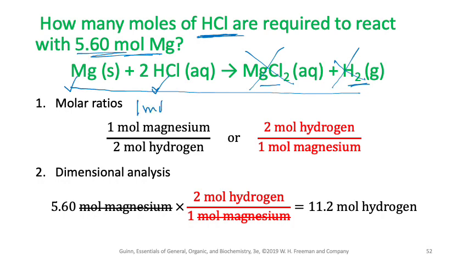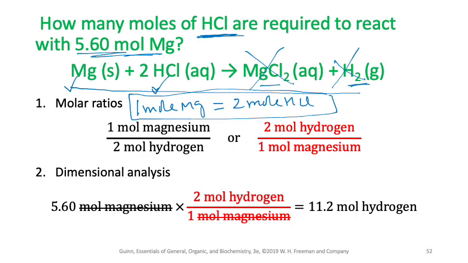say 1 mole of magnesium from the balanced chemical equation reacts with 2 moles of HCl, right? And then we can equate these two things, and then from here I can make a conversion factor, and we need moles of HCl. Moles of HCl has to be on the top.